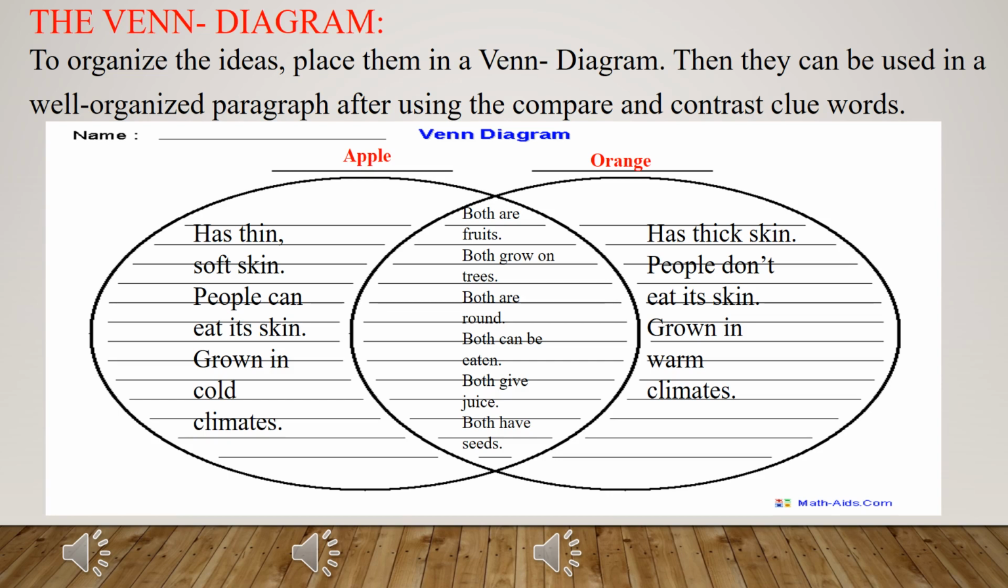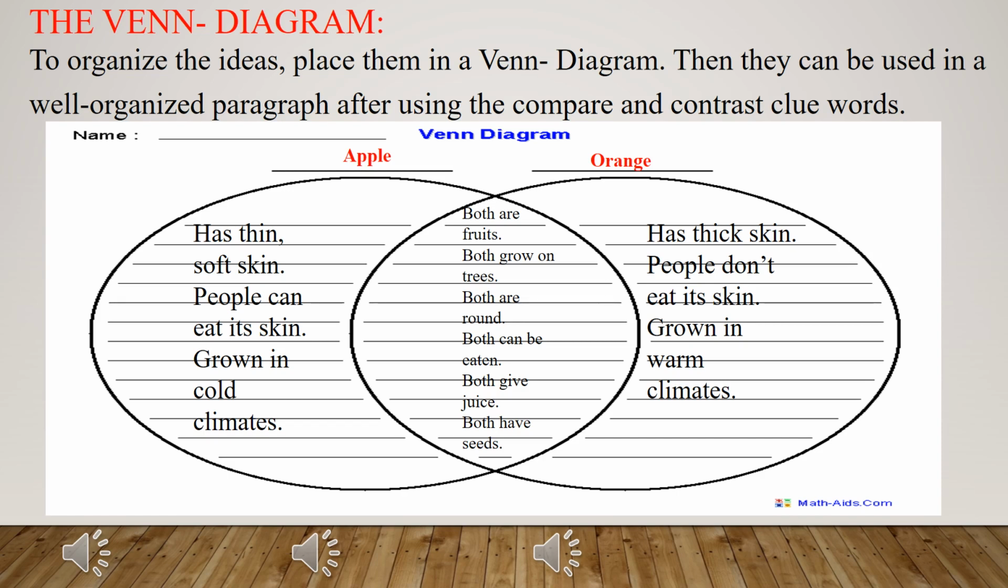The middle part of the Venn diagram has the similarities of the two things you're comparing. The similarities between an apple and an orange are that they are both fruits, they both grow on trees, they are both round, they both can be eaten, they give juice, and they have seeds.